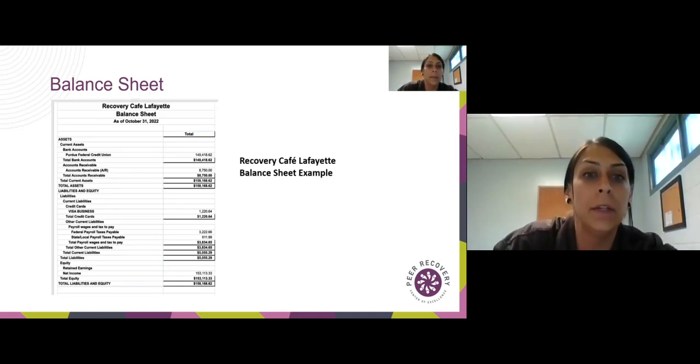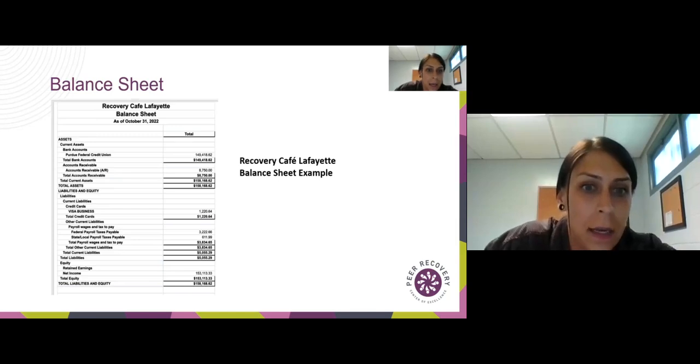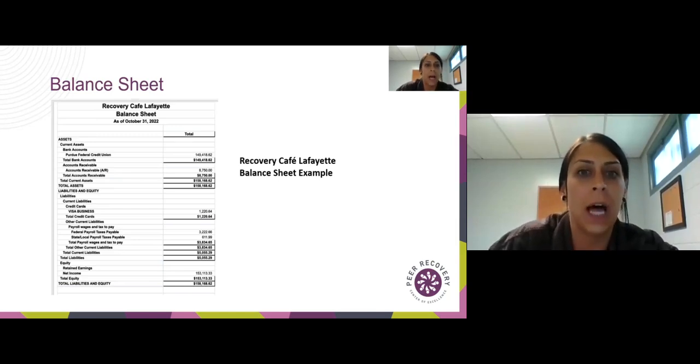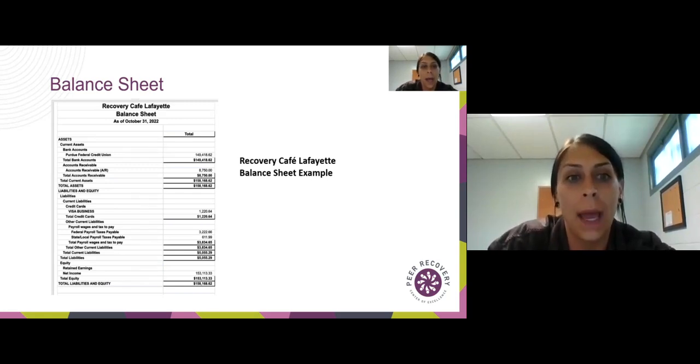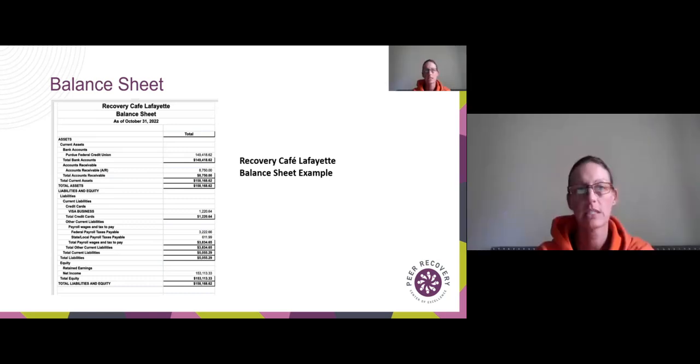So if you look at the balance sheet in front of you, it starts with the assets and goes down a couple of lines. In that assets area, you can see that we have listed Purdue Federal Credit Union. Can anyone explain to me why that bank would be listed under the assets? Is that where CDs or the savings accounts are?